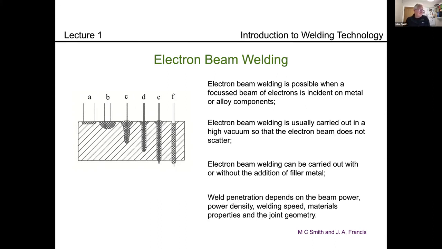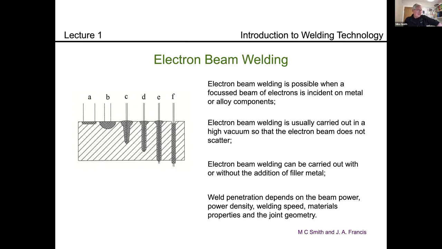And the amount of penetration you get, the shape of the molten zone, depends upon how you operate the electron beam. It depends on its power density, its welding speed, the material properties and the joint geometry. But one of the features of this is you can go from A and B on the left, where you're basically running with a fairly low power density, and you're melting the material to form a sort of puddle, just like arc welding.